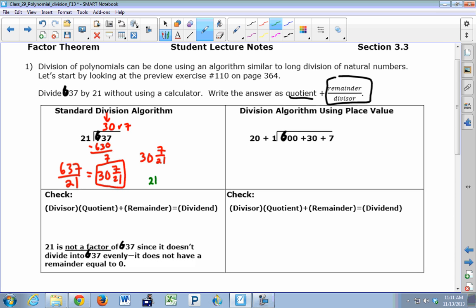Yeah, 21 times 30. And then what would you do once you got that, Jane? You add the remainder, right? So that would give you 637. Okay, so to check, you take your divisor times your quotient and you add your remainder, and that gives you 637.